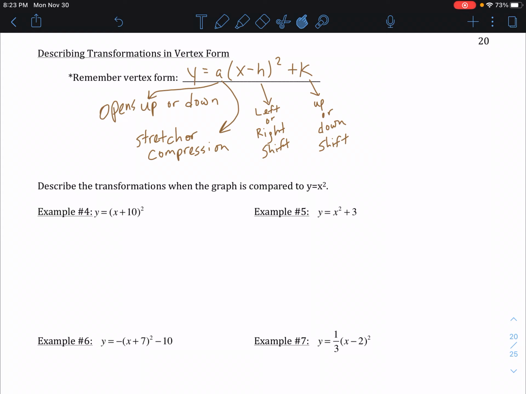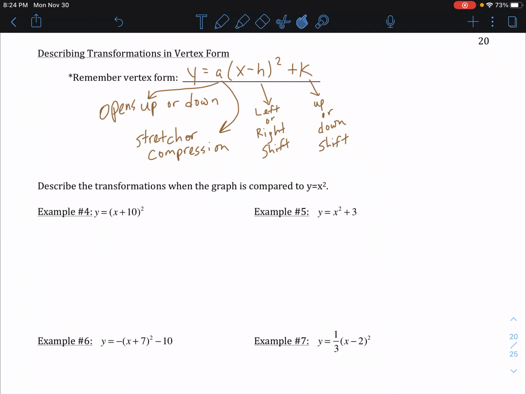Whenever you have an A that is a fraction or decimal, such as 1/2 or -3/5, like if it's a number whose absolute value is between 0 and 1, then you write compression, meaning it would be smushed down and appear wider. The H has to do with if the vertex shifts left or right, and the K has to do with if the vertex shifts up or down.